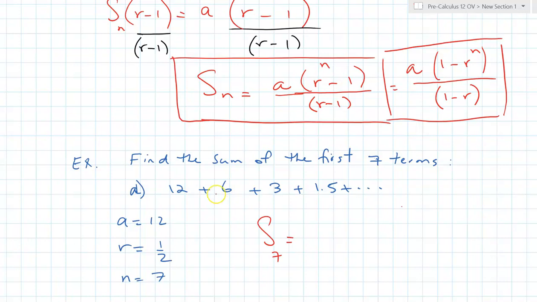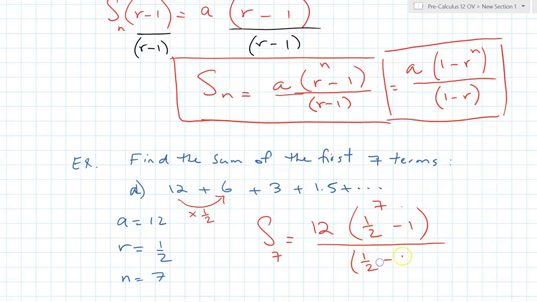So notice what is happening here. From 12 to 6, you have to multiply by half. That's your common ratio, and n is 7. So let's plug numbers into the formula. So what do we get? We get 12 is the first term, r is half, to the power of 7 minus 1, all of that divided by 1/2 minus 1.